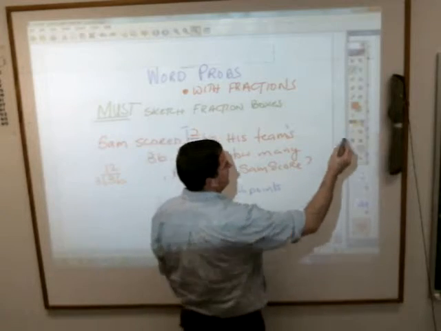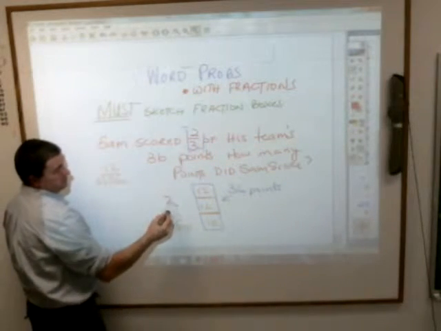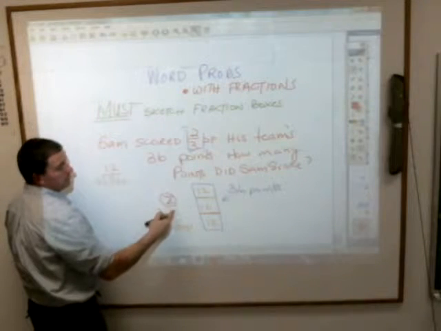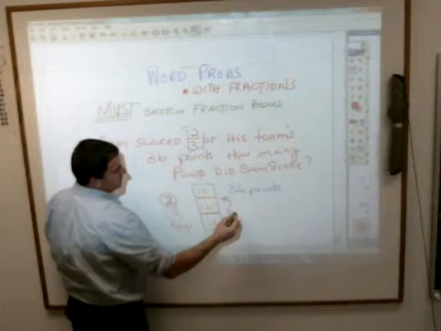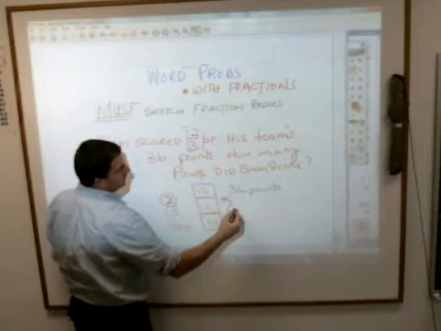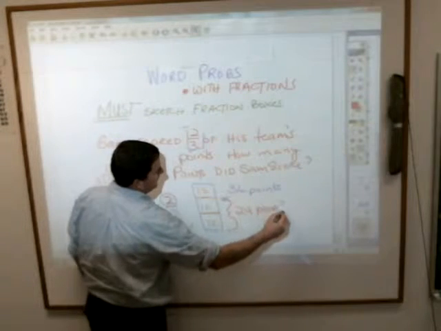Now we're not done yet because we haven't really figured out what we want. We know that Sam scored 2 of the 3 boxes, so 2 of those boxes there, 12 plus 12 means that Sam scored 24 points.